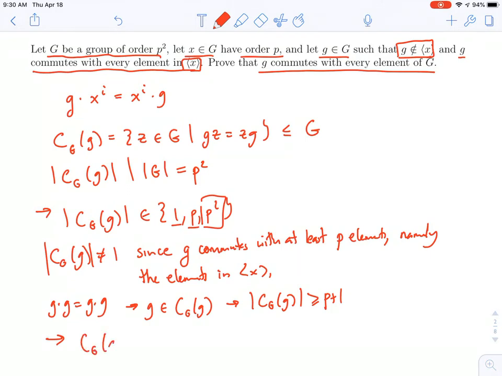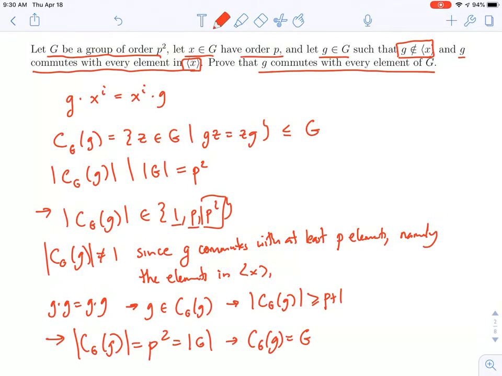So that tells you that the centralizer of g has order p squared, but that's the order of the group. So that tells you that the centralizer of little g is equal to G. But that means every element of G commutes with little g, which is what we wanted to show.